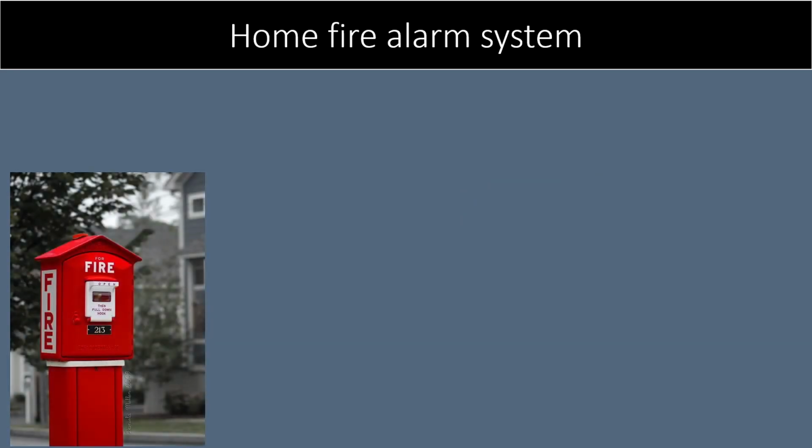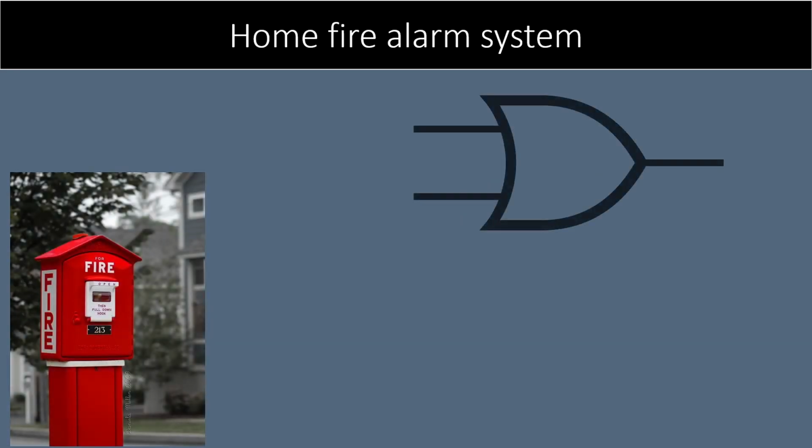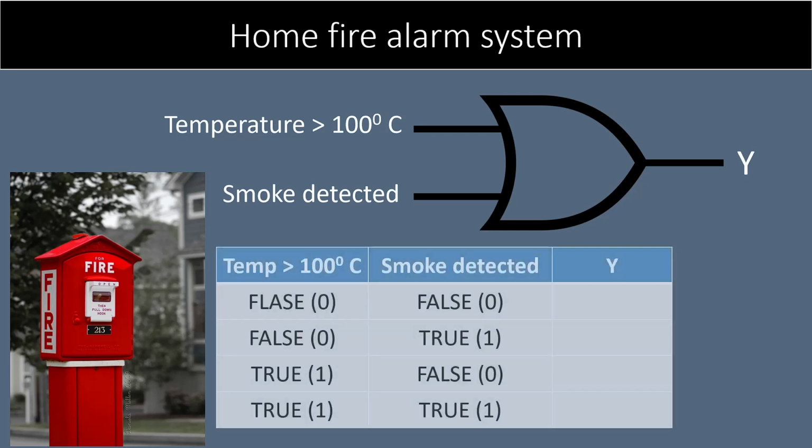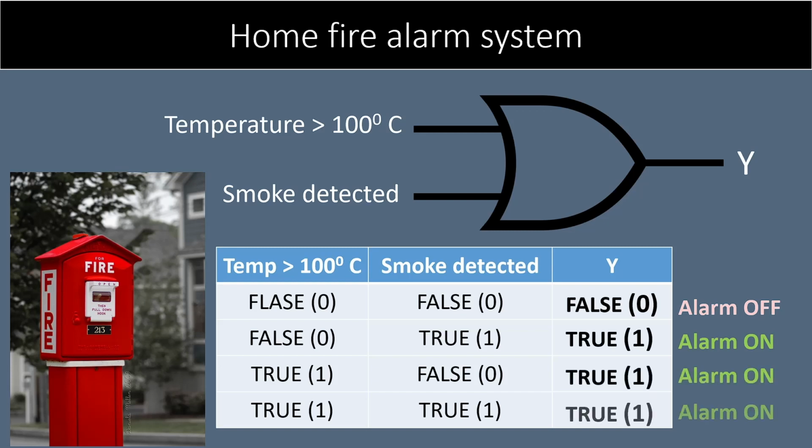Let us consider an example of a home fire alarm system. Say it takes two inputs. First one is true if temperature is greater than 100 degrees Celsius, and second one is true if smoke is detected in the house. The alarm will remain off if first and second inputs both are false. That is, temperature is less than 100 degrees Celsius and smoke is not detected. In all other cases, the alarm rings. This is an application of OR gate.